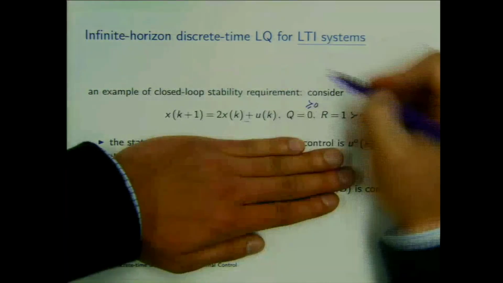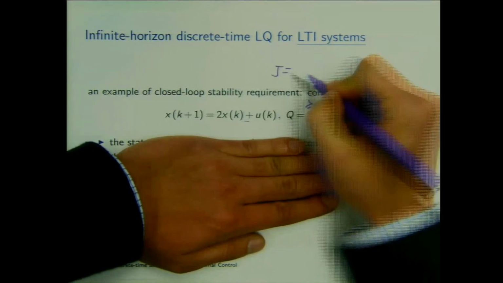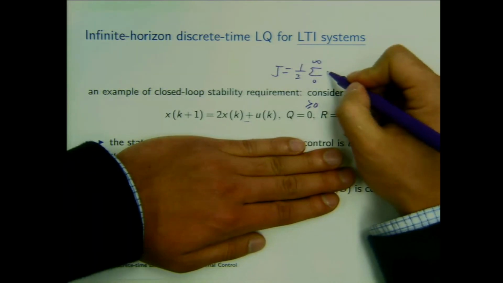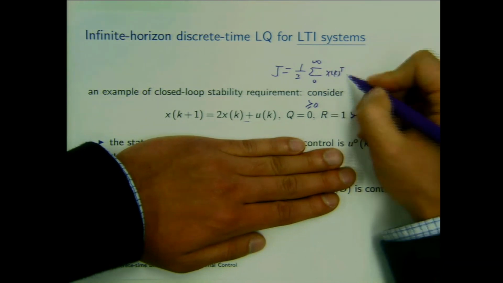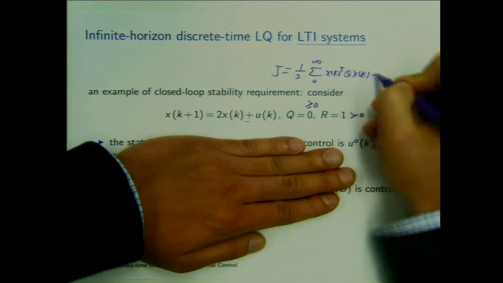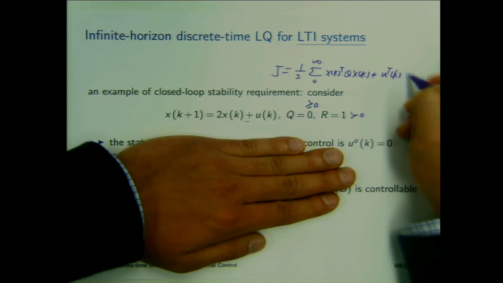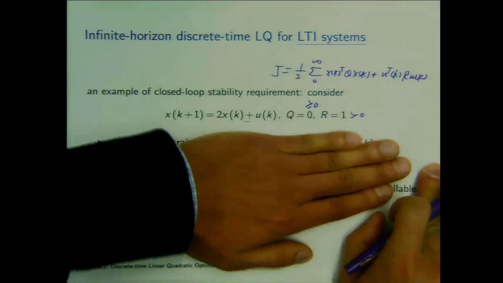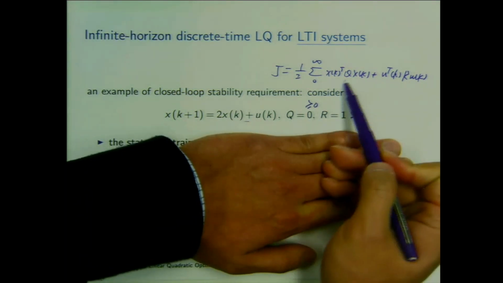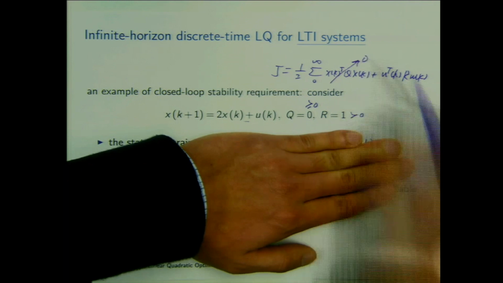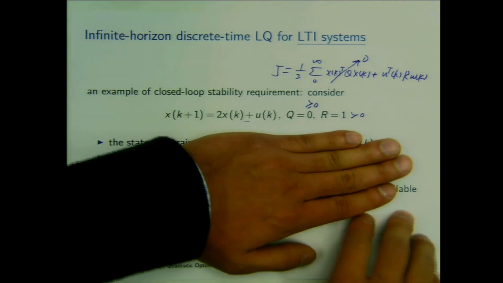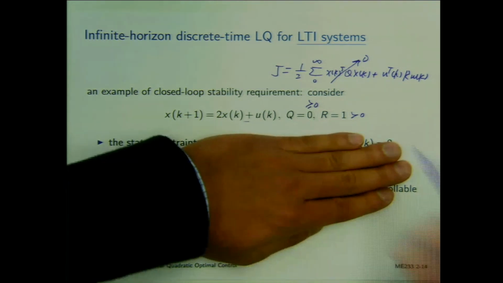What do you think if I'm minimizing, let's say, the summation from 0 to infinity of x_k transpose Q x_k plus u_k transpose R u_k? What do you think is the optimal control law? If Q is 0, this term goes to 0. What's the optimal control law? U has to be 0, right? That's the way to minimize this. So that means we are doing nothing. We are not doing anything to the system.